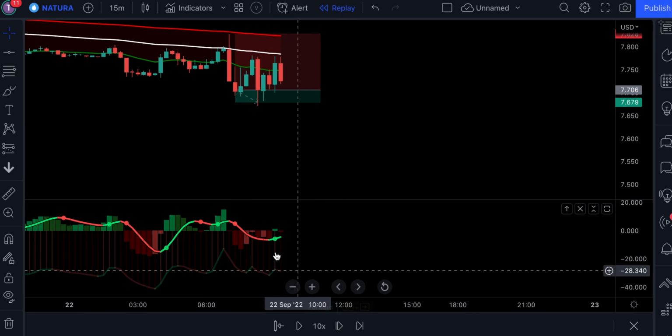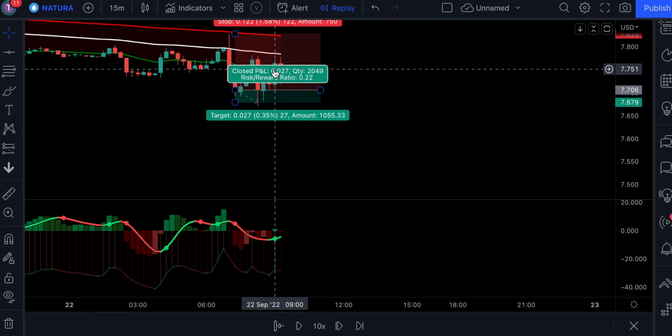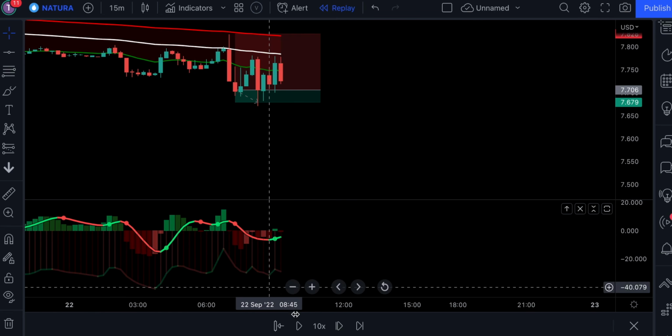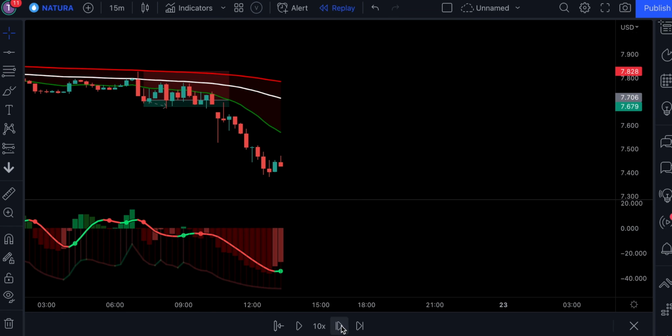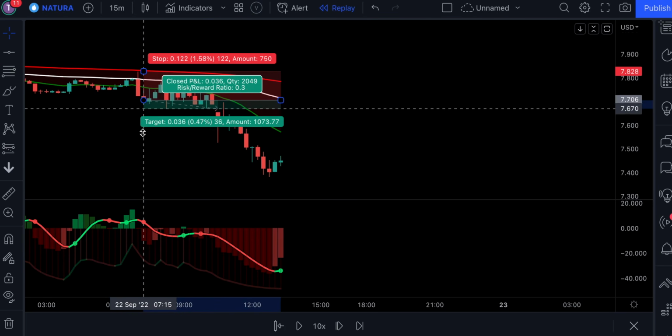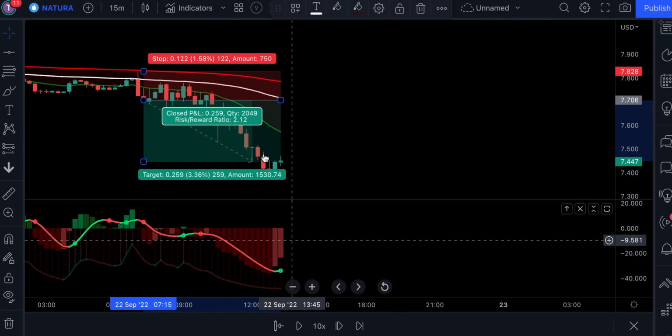Here we see a green circle appeared, but the trade is not running in profit. This means that we cannot close the position just yet. We're simply going to be waiting for a new exit signal. As we can see, a new signal appeared, and now we can book our profit.